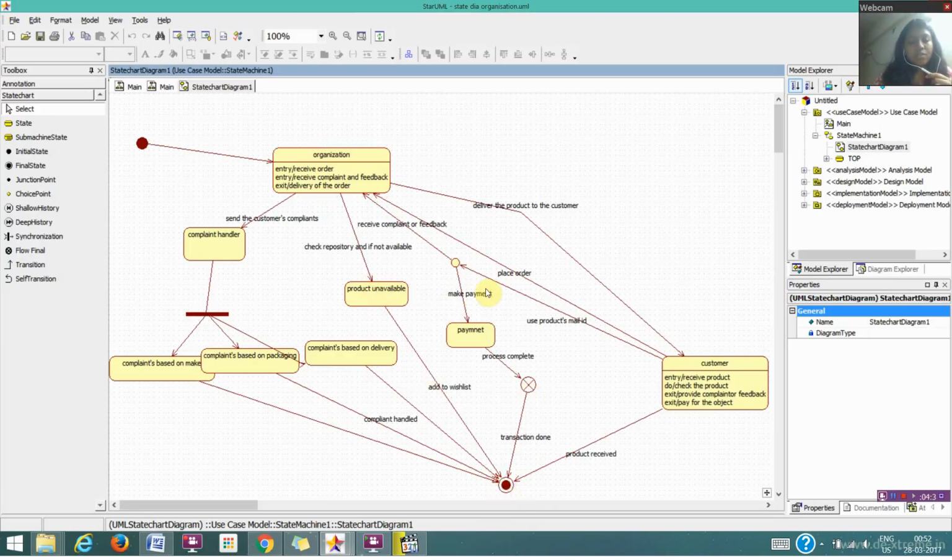So suppose a customer requires a product but the product is currently unavailable, then it is added to a wish list. So the final state is going to be a collection of either the complaint being handled, or an object being added to a wish list, or the transaction having been done, or the product received. So this is it for the organization transaction system.